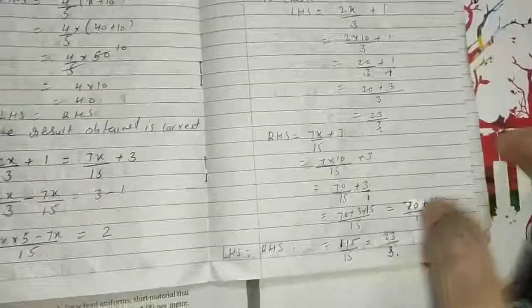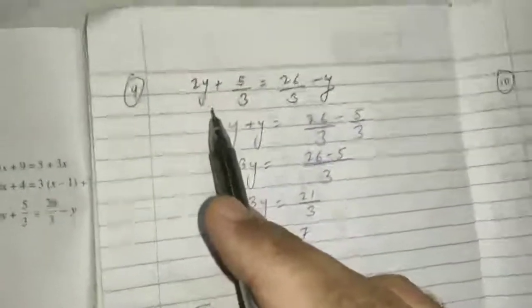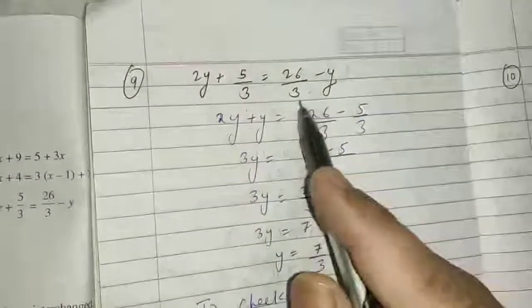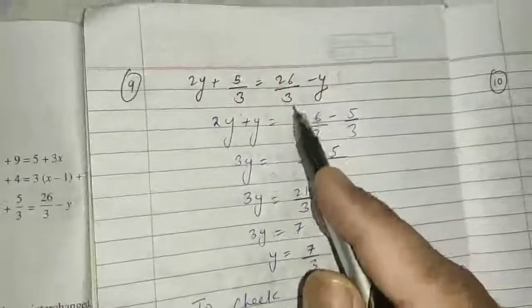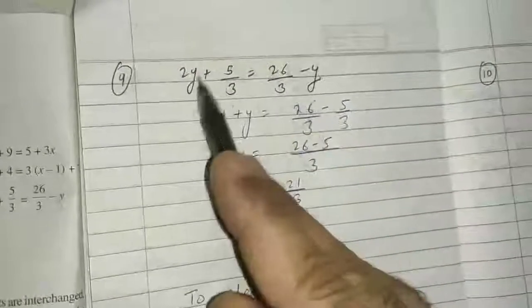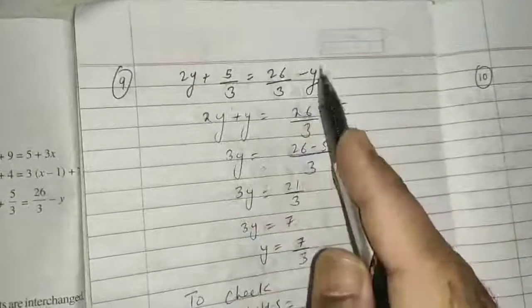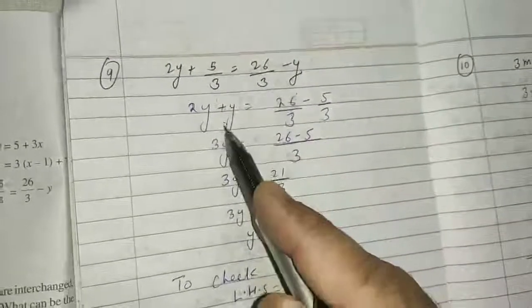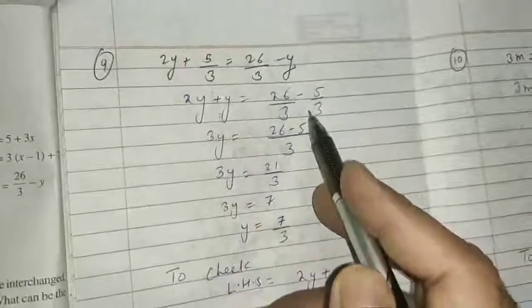Clear? Now the second last question of this exercise, that is question number 9. 2y plus 5 by 3 equals 26 by 3 minus y. This y will go to that side and this 5 by 3 will come to this side. So 2y will plus y, because of this minus sign it becomes plus. This 5 by 3 will be on that side with a minus sign.